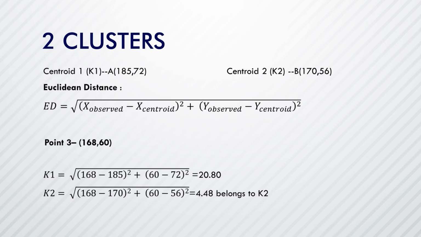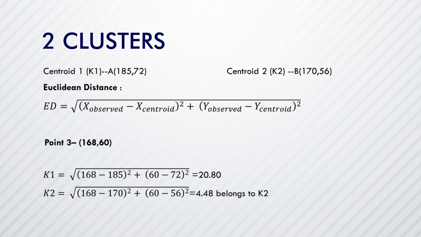Suppose a person has 185 centimeters height and 72 kg weight. Similarly, a person has 170 centimeters height and 56 kg weight, and so on. Now the first step is to calculate the centroid, also referred to as the cluster. It is already given that you try to form two clusters.